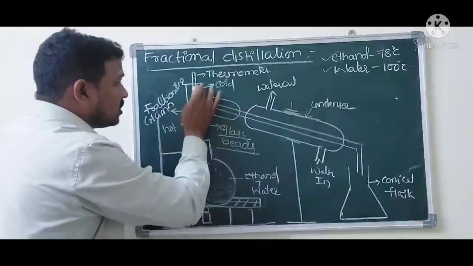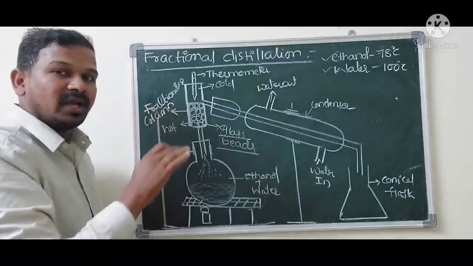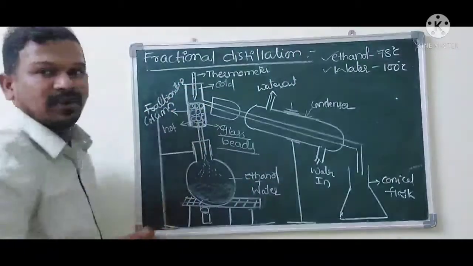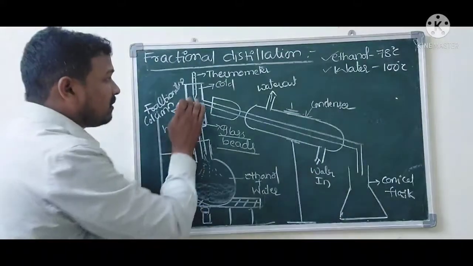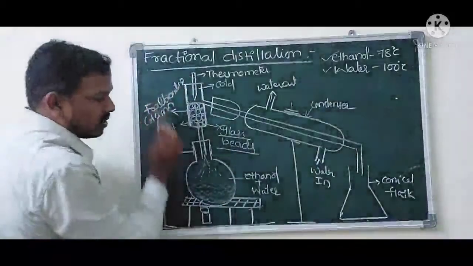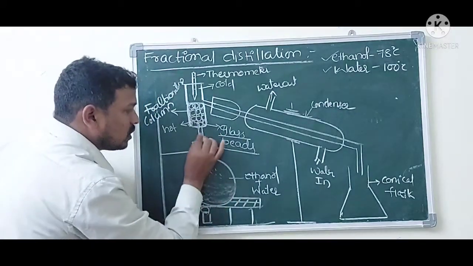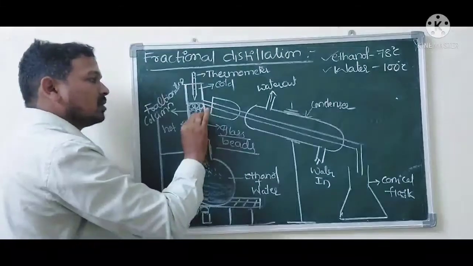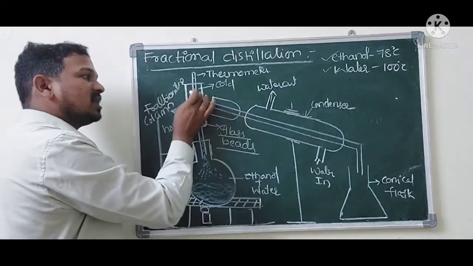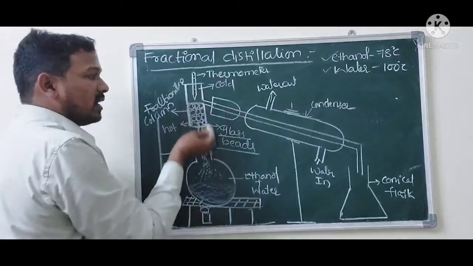At the top of the fractionating column, the area is very cool. Then ethanol is going to be condensed at this place. But it will not condense here. Why? Because ascending vapors are coming here, meaning a continuous flow of vapors is coming. So it will transfer the heat to the glass beads, and the glass beads will transfer the heat to the vapors which are at the top of the column. So what will happen? They will not condense here.